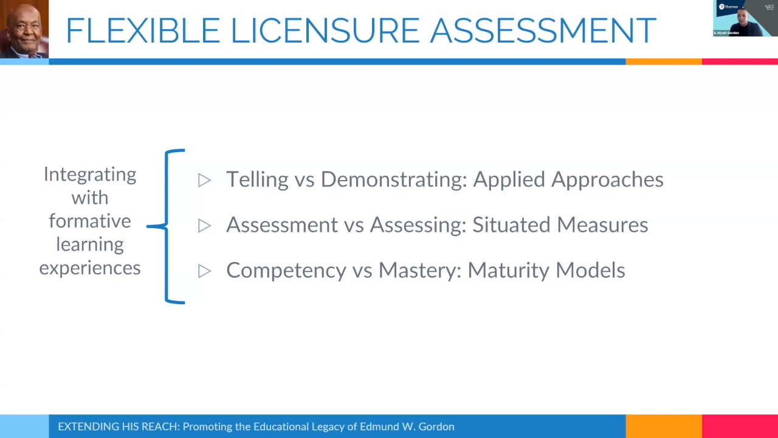And that's what I mean by situated. Moving all or parts of an assessment domain to a context where those types of artifacts are likely to be produced. In the context of teacher education, I think situating licensure assessment in the process of learning can really change a lot. And the third strategy we've used is the use of maturity models. And here I refer to it as competency versus mastery. The reason for that is that the licensure and certification process focuses on minimal competency across a wide range of domains and subjects.